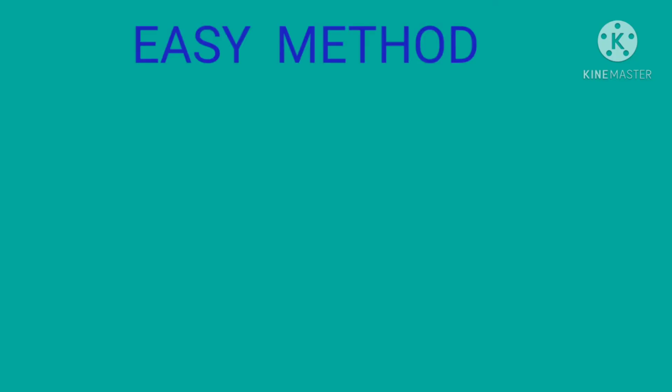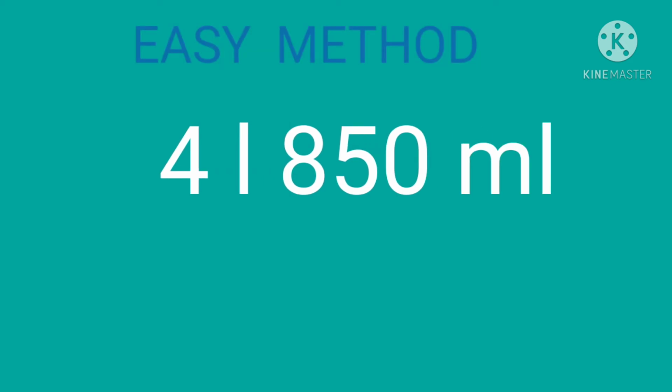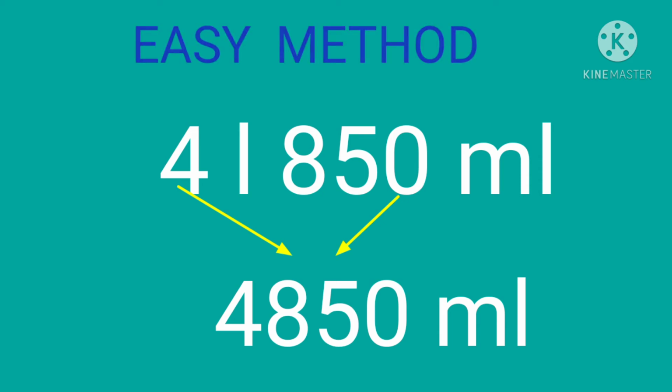I hope now you have understood how to convert liter and milliliter to milliliter. Okay? Let us do an easy method to convert liter and milliliter into milliliter. For example, 4 liter and 850 milliliter. Put the digits together and you have 4850 milliliters.